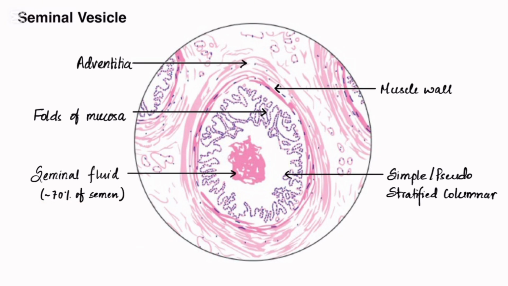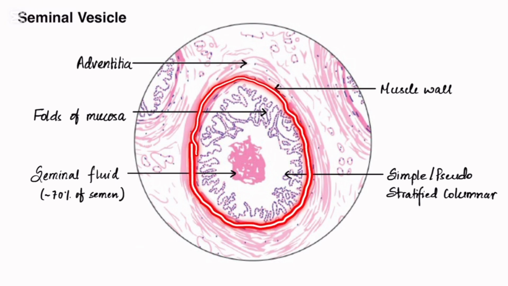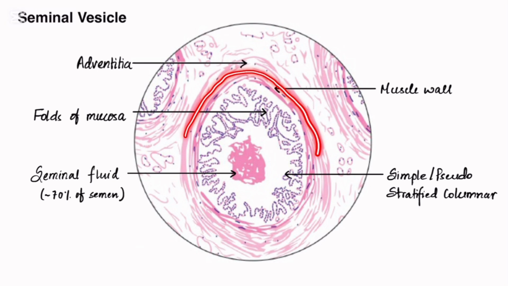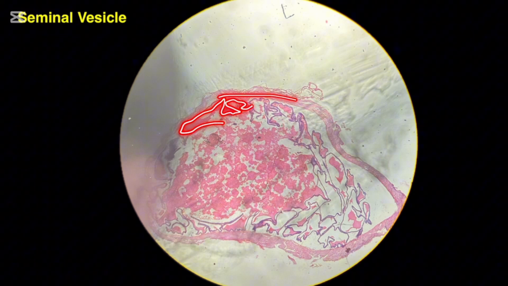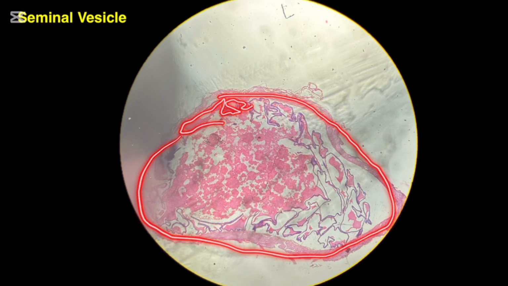Obviously, this seminal fluid needs to be ejaculated out through the ejaculatory duct, and for the squeezing action to take place, muscle is required. So a layer of smooth muscle is present surrounding the mucosa. Outside that is tunica adventitia. So all you have to look for is highly convoluted mucosa with a layer of smooth muscle outside.